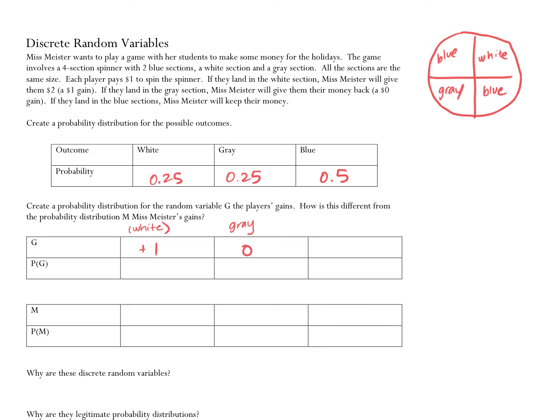All right. Now, if it lands on blue, sorry about your luck, I get to keep your $1. So your gain would be -1. So we've just assigned those numerical values. So now what is the probability your gain is $1? Well, it's equivalent to the probability that you land on white. So you're going to gain $1 25% of the time.